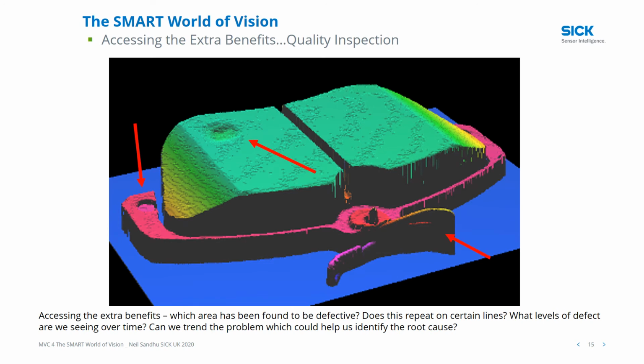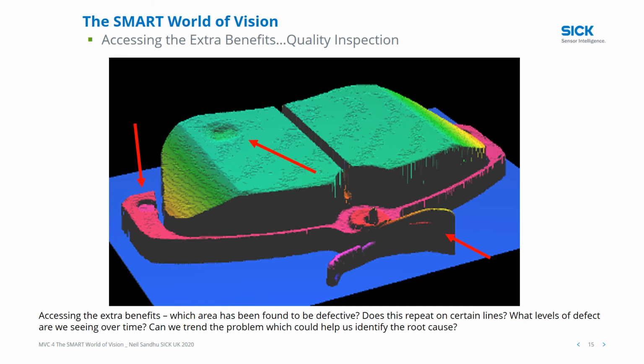So let's talk about these extra benefits that I mentioned earlier. Apart from a vision system perhaps doing the job, working with a robot, doing the inspection, telling the robot where the part is so the robot can go and accurately pick it, what are we talking about with the extra benefits? Well, what we're talking about are the data primarily.